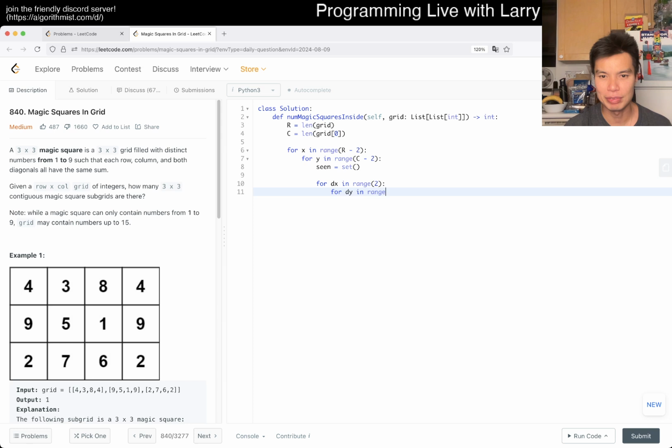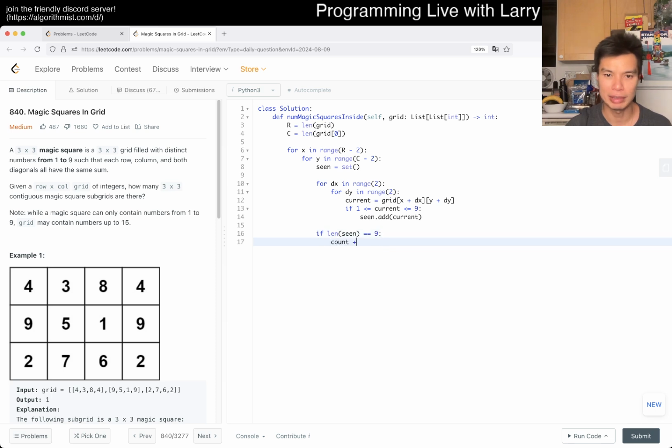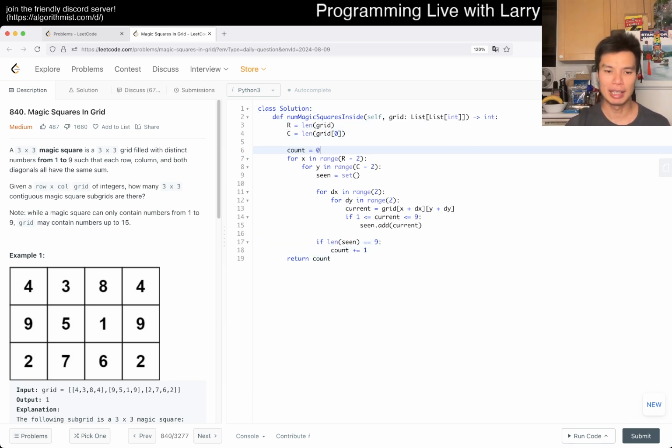For dy in range of 2, and then we have current equal to grid of x plus dx, y plus dy. If current is between 1 and 9, which we have to worry about, then seen, we add current, and of course this handles the dupes anyway, because now at the end you can say if length of seen is equal to 9, then we increment count, and that should be good. Unless I misread the problem, and honestly I'm relatively confident about this one.